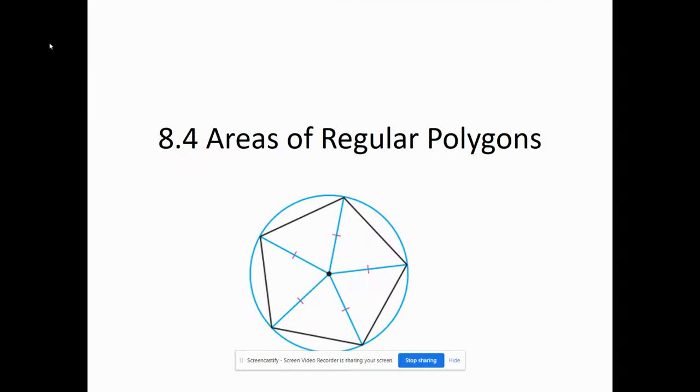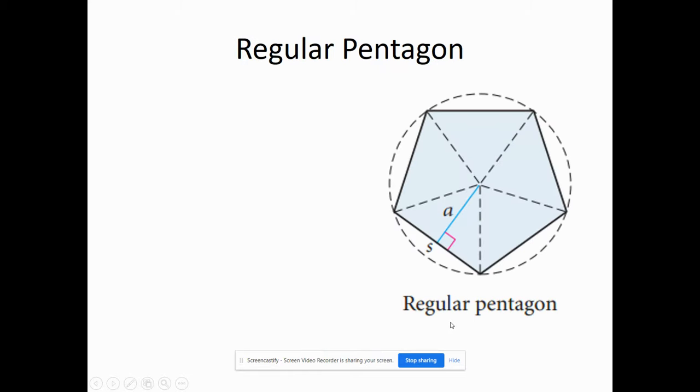This video is if you missed class or if you missed something in class, you want to go back and get an explanation of it. So, areas of regular polygons.